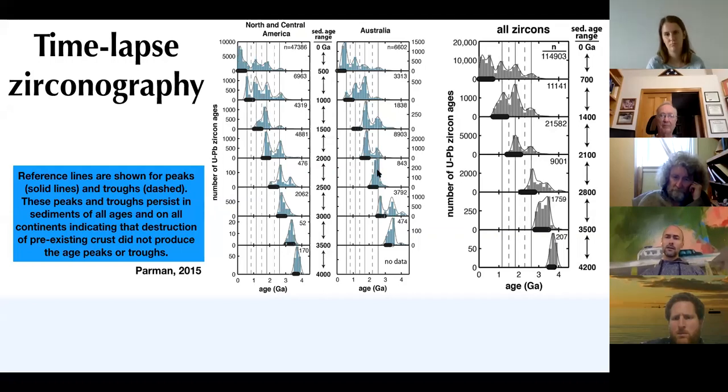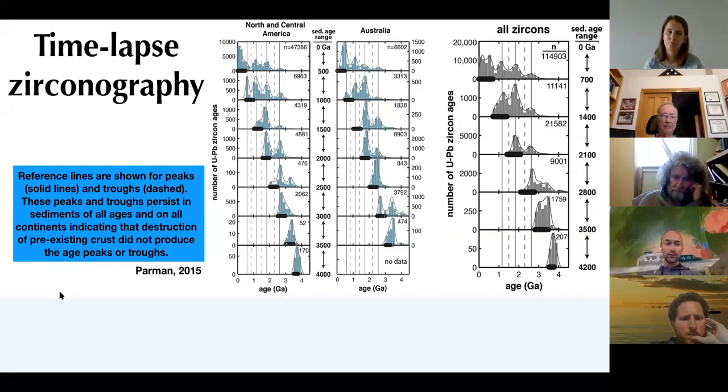And so the thing that Steve tries to point out here, I've put here in blue, and he says reference lines are shown for peaks, solid lines, and troughs or dashed lines. These peaks and troughs persist in sediments of all ages and on all continents, indicating destruction of pre-existing crusts did not produce the age peaks or troughs.